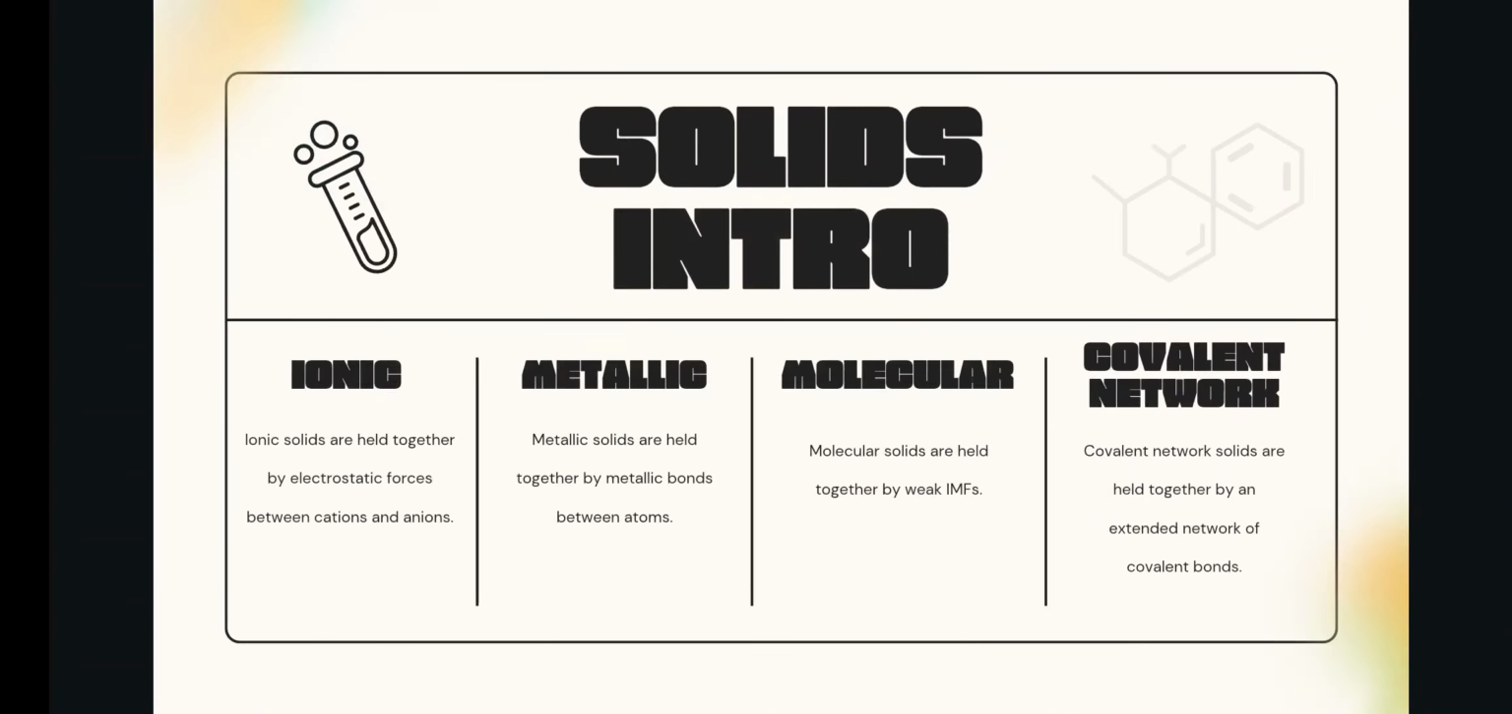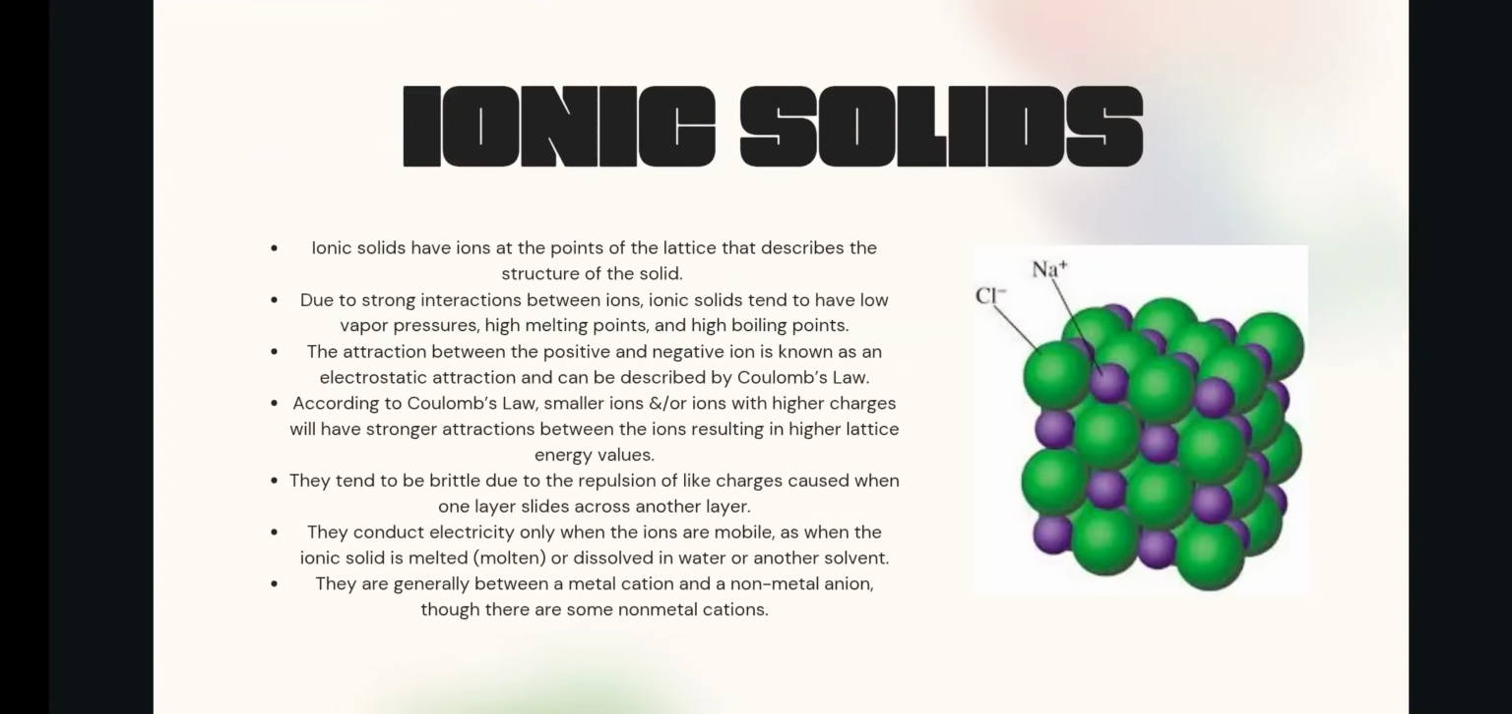Solids intro. There are four different types of solids: ionic, metallic, molecular, and covalent network. Ionic solids are held together by electrostatic forces between cations and anions. Metallic solids are held together by metallic bonds between atoms. Molecular solids are held together by weak IMFs, and covalent network solids are held together by an extended network of covalent bonds.